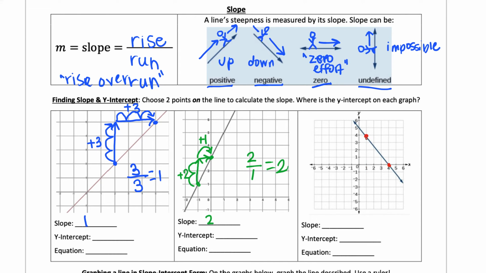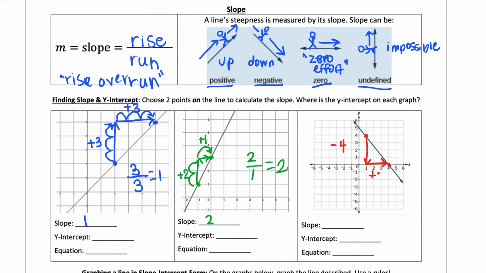I'm going to figure out, well, what's my rise? And remember, rise means vertical movement. So sometimes it might go down. Like in this case, we have to move downward to find our next point. So I'm going down 4, which means I'm subtracting 4 or minus 4. And my run is my horizontal movement.